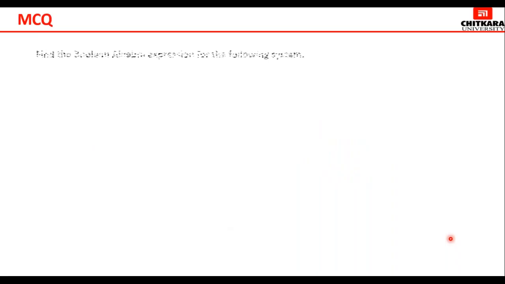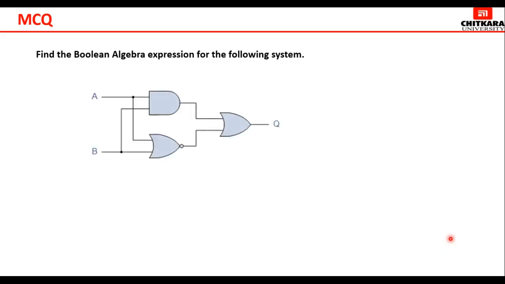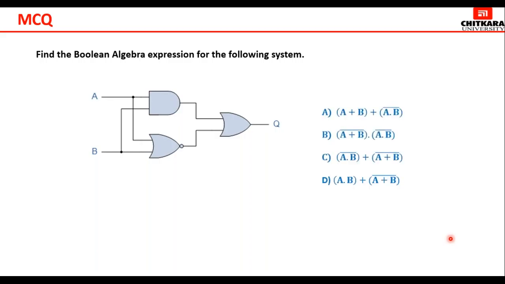Let's look at the next question. Find the Boolean algebra expression for the following system. Look at the system and you have to tell me which Boolean algebra expression suits this circuit diagram. All the options are provided to you. Quickly give me the answer. Which one is it? Okay, so many of you are marking the correct option.